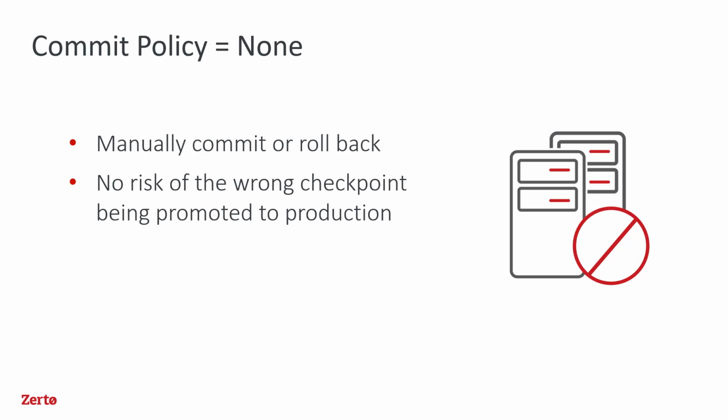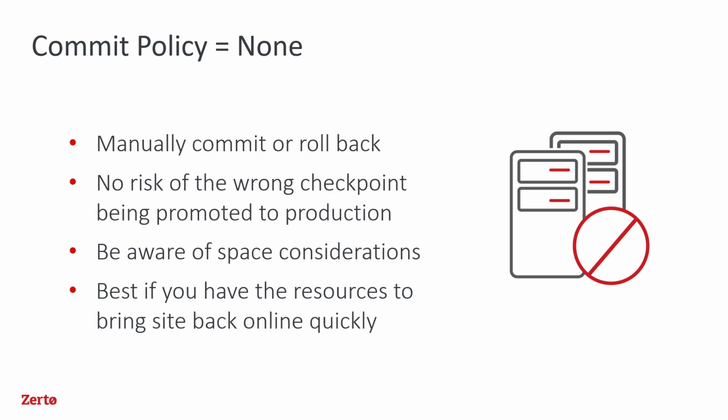When selecting none, it's important to consider that if you leave a VM in a non-committed state for too long, it can run out of scratch disk space and cause the VM to lock up. Over time, it will cause your VMs to use more datastore space than needed. Therefore, using a commit policy of none may be best in an organization where you have the internal resources available to manually be brought back online quickly if your production site is down.